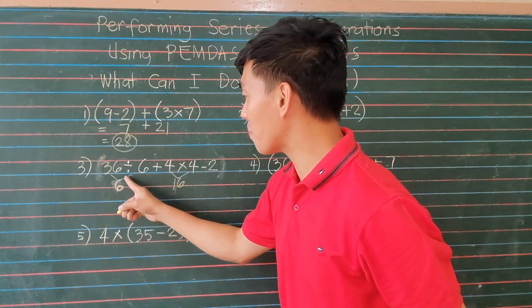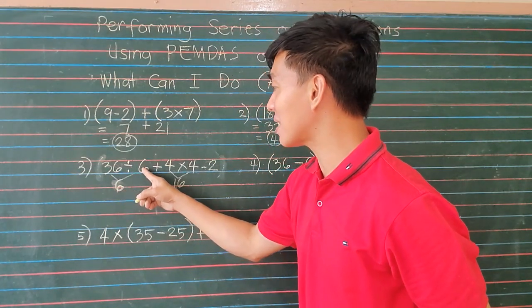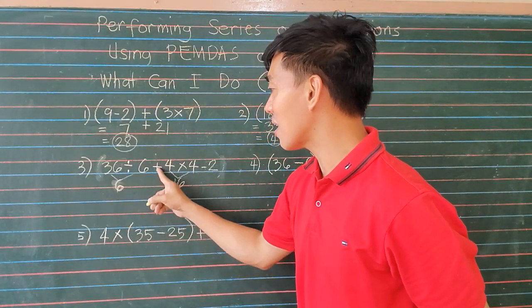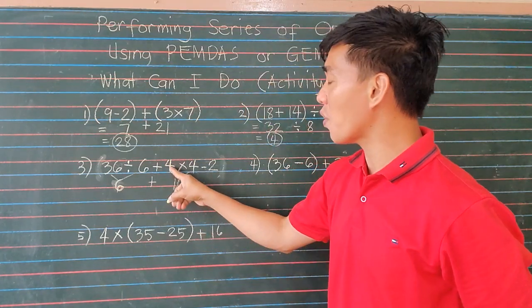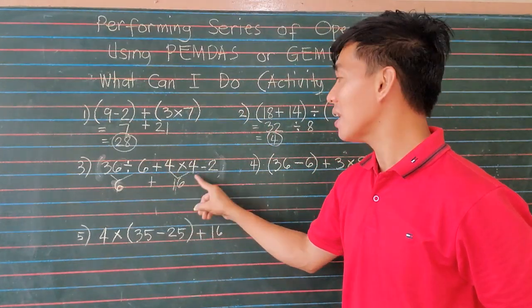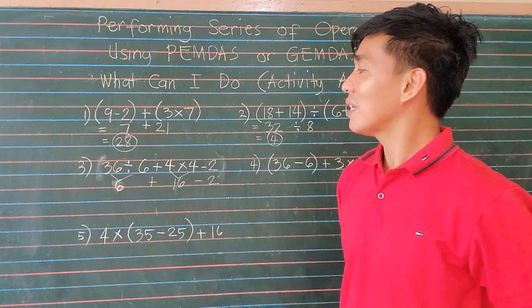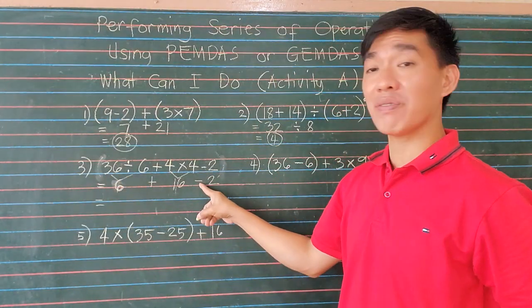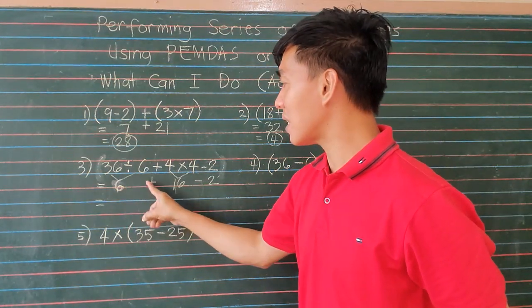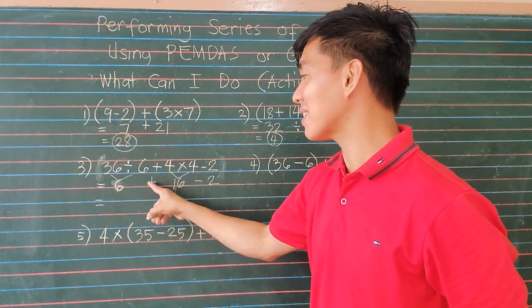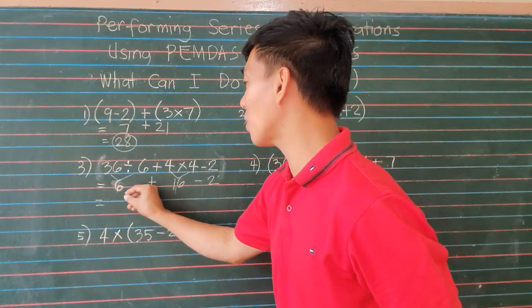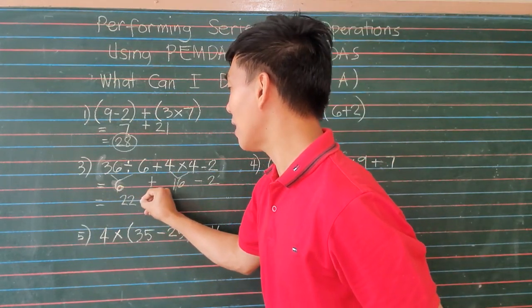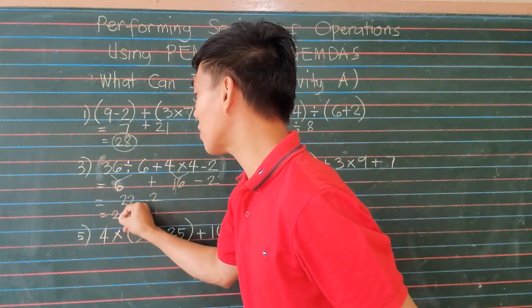So you just copy here 6. Copy the plus sign. 4 times 4 is equal to 16. Then minus 2. Now, in this case, addition is ahead of subtraction. So you add first. 6 plus 16, that is equal to 22. Then minus 2, so the final answer is 20.